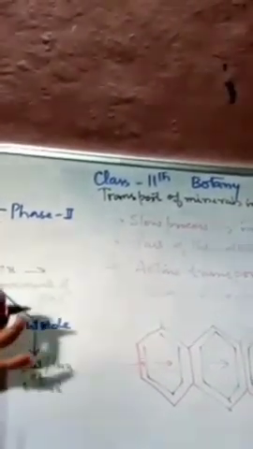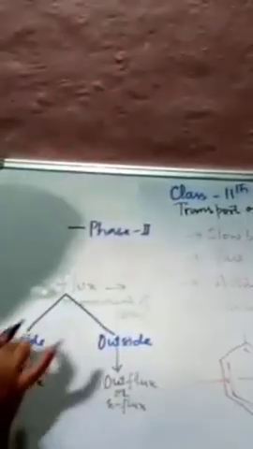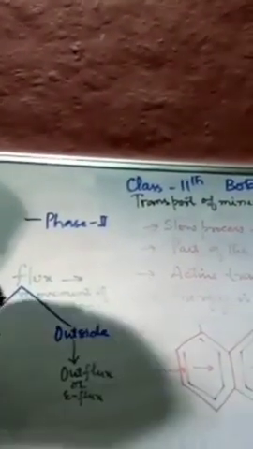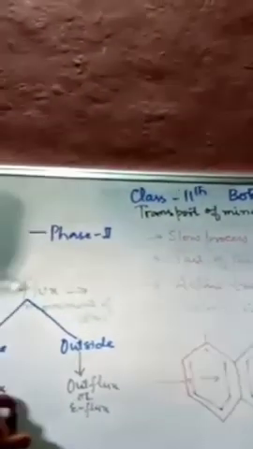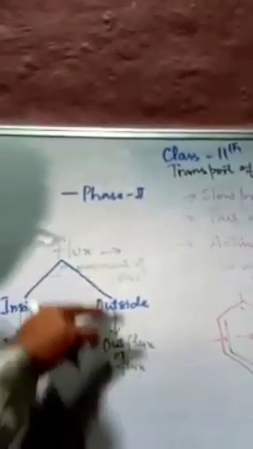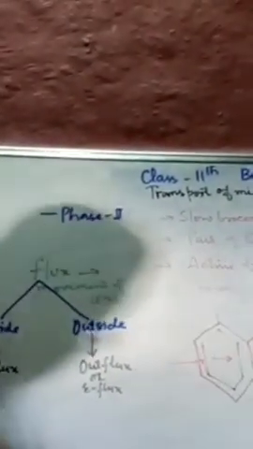So flux is the movement of ions. When the movement of ions is inside the cell, it is called influx. When the movement of ions is outside the cell, it is called outflux.